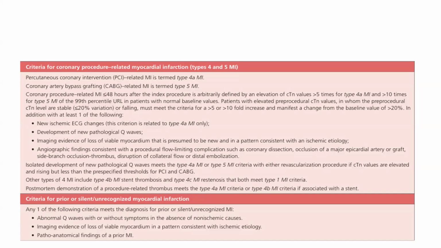Isolated development of new pathological Q waves meets the type 4A MI and type 5 MI criteria with either revascularization procedure, if cardiac troponin values are elevated and rising but less than the pre-specified threshold for PCI and CABG. Other type 4 MIs include type 4B MI stent thrombosis and type 4C MI restenosis, that both meet type 1 criteria. Postmortem demonstration of procedure-related thrombus meets the type 4A MI criteria, and 4B MI criteria if associated with the stent.